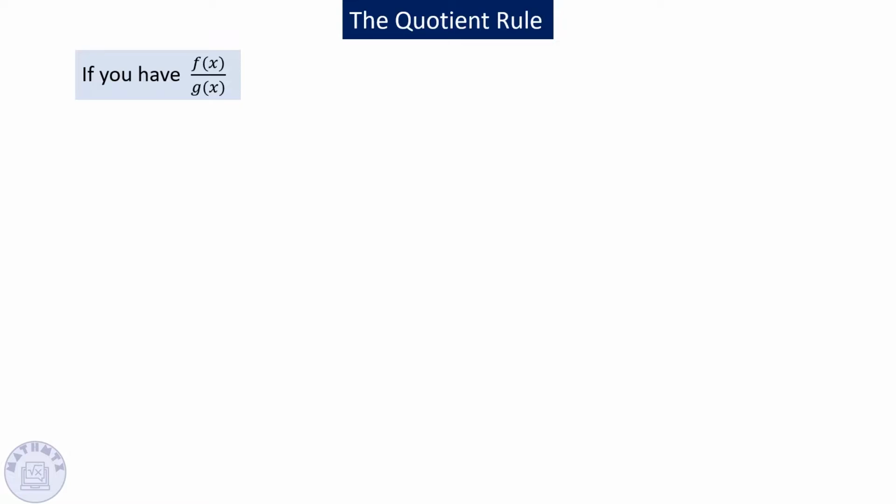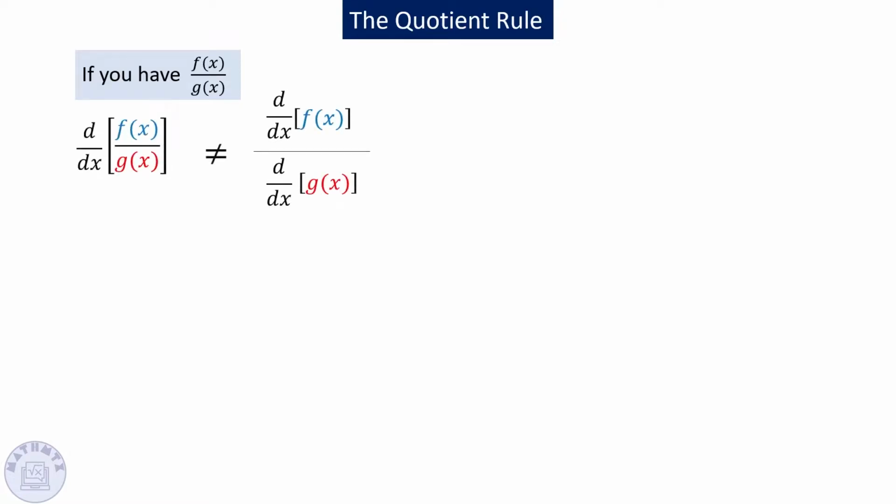All right, next we have the quotient rule. So just like the product, you can't just distribute the derivative for the quotient.